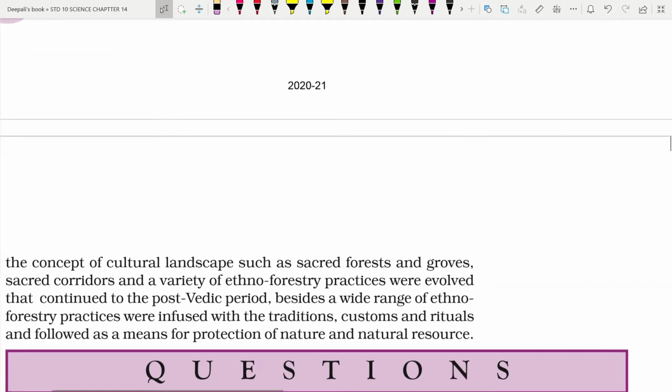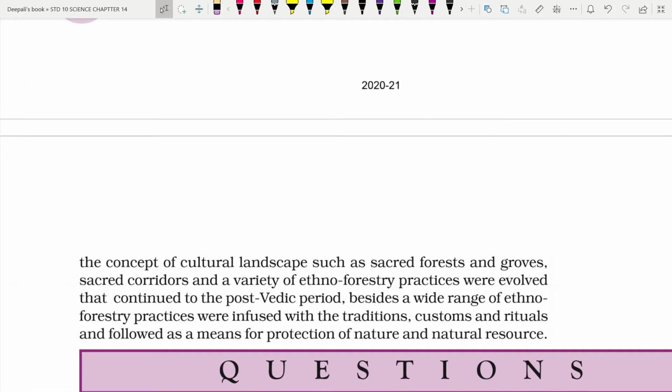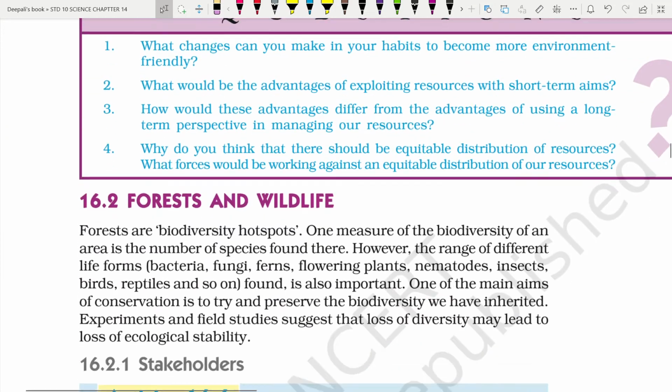The concept of cultural landscape such as sacred forests and groves, sacred corridors and a variety of ethnoforestry practices evolved and continued to the post-Vedic period. Besides, a wide range of ethnoforestry practices were infused with traditions, customs and rituals and followed as a means for protection of nature and natural resources.